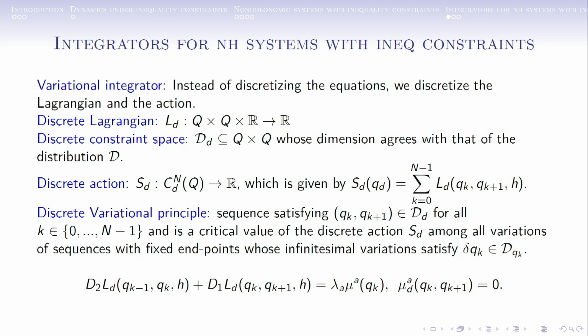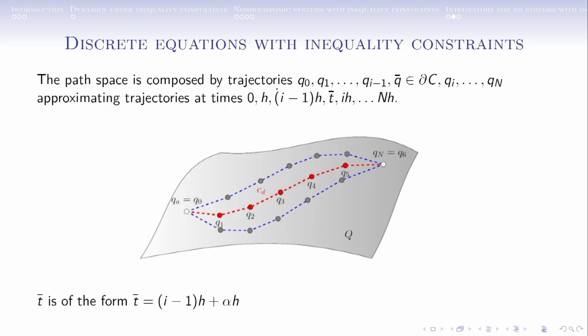And how do we do this? Again, we expand the space where our discrete functional is defined to a space containing not only a sequence of points on Q, but also impact times. Then we basically make the analogous computation to the one we did in the continuous part. So our space will now be not only a sequence of points, but one of them will be on the boundary.